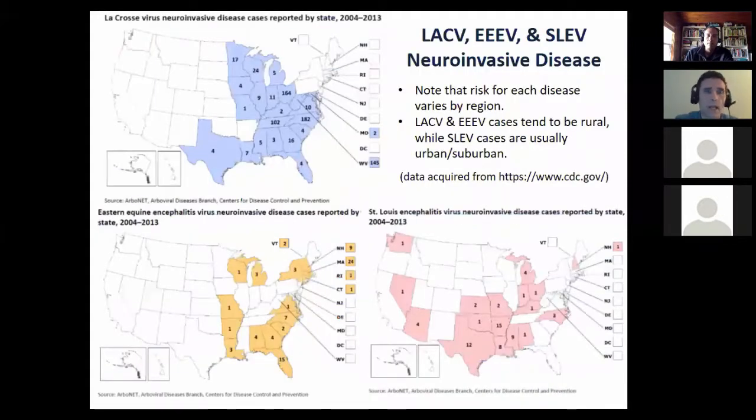Here's some case data. This is data I acquired from the CDC website, and you can actually go to this website and do a search for any of these diseases, and you can find lots of good data on there. And these are maps from 2004 to 2013.